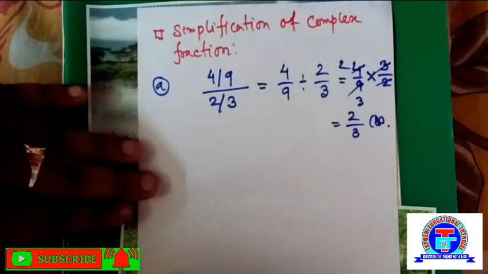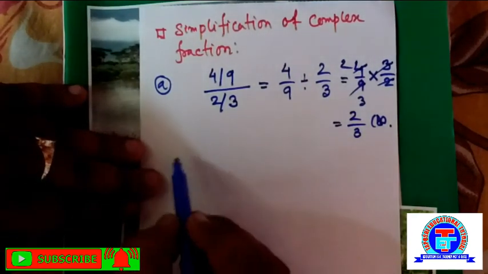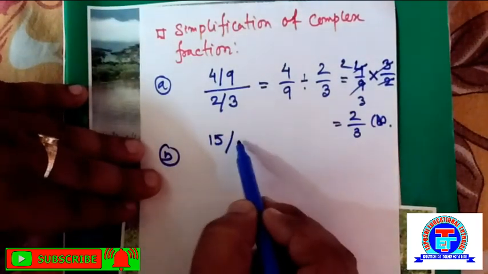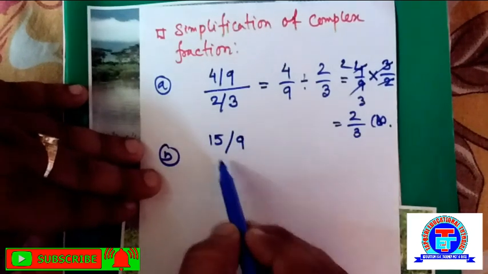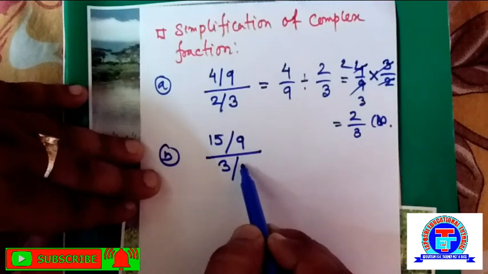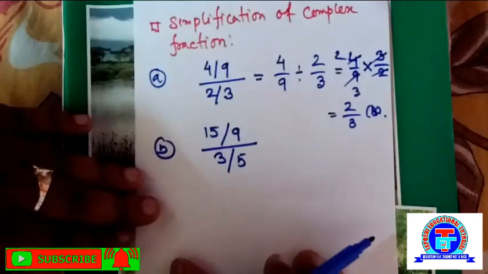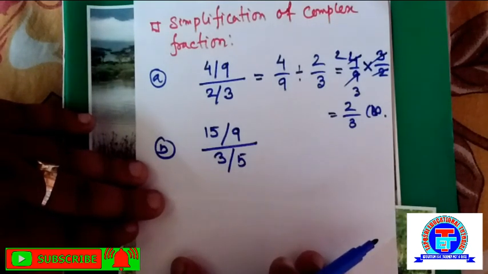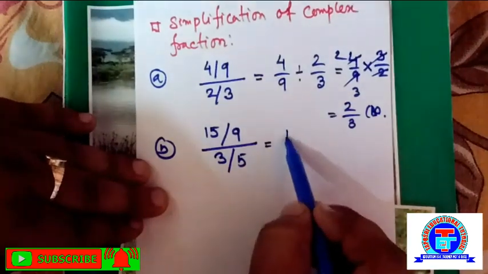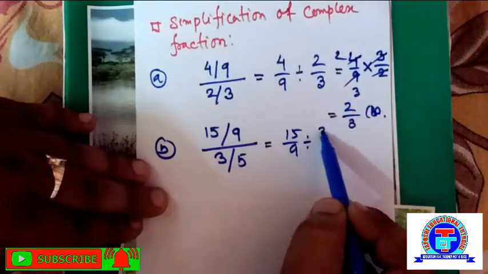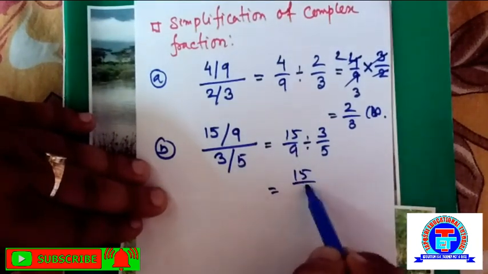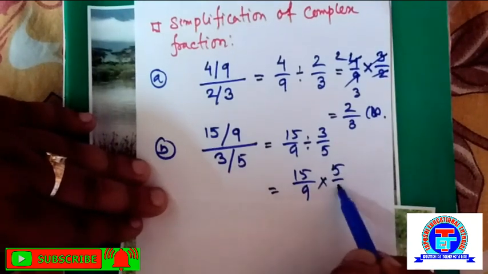Now next one we understand this one number B, 15 by 9 and 3 by 5. Now how to solve this simplification of complex fraction. So here we write same way 15 by 9 divided 3 by 5. So we write here 15 by 9 multiplication 5 by 3.